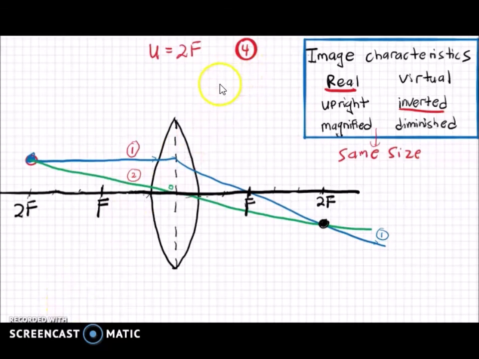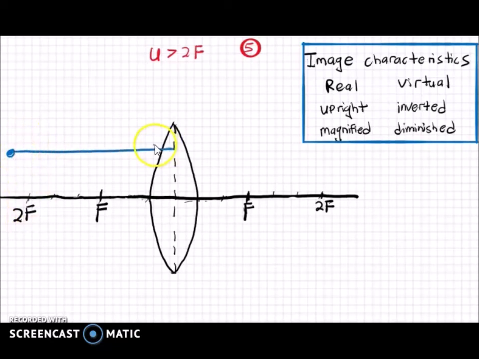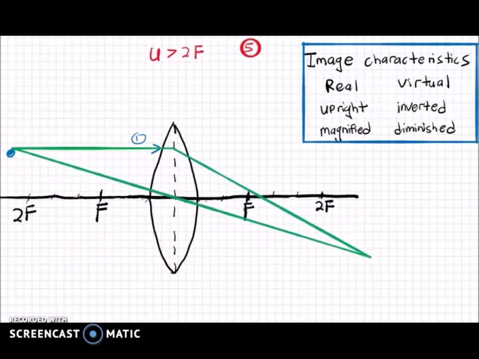Next we are going to object number 5. This is position number 5, where the position of the object will be more than 2f. So we can place the object over here at this space more than 2f. We draw the same line, the first one, and it will be hitting exactly at the f here, going straight. Then we continue with this green color, and it will pass through the center of the lens and reach here. As you can see, this part.